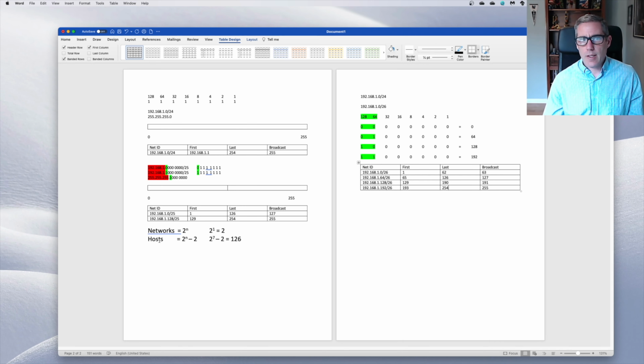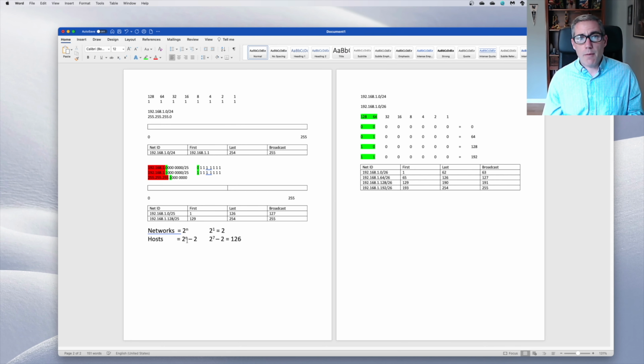Now if I go back to this 2 to the n minus 2, 2 to the n I can really already figure out. I don't even need to write it down. 2 to the second power, that's 2 squared. That's 2 times 2. That's 4. 2 to the n minus 2 for the number of hosts. In this case, we have 6 host bits. So that's 2 to the 6th.